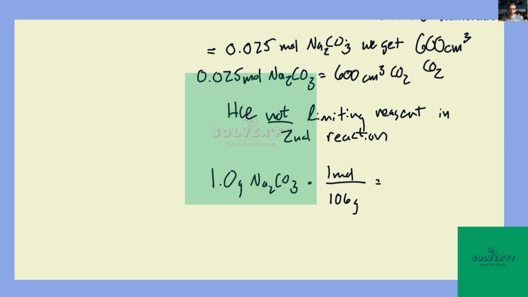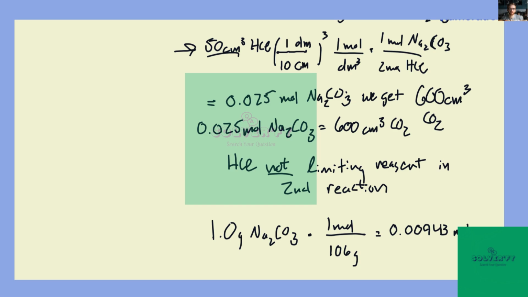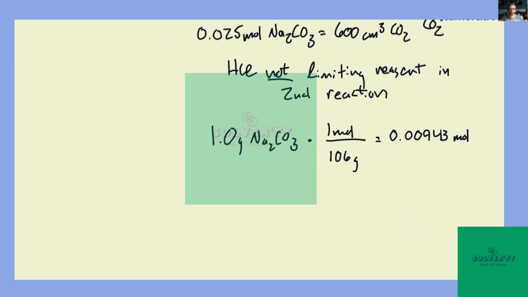Grams cancel, we get moles. And we're going to get a third of whatever we got the first time around, but that'll come out to be 0.00943 moles. Sorry. Okay. Right. So if we have, as we said, enough HCl to react with 0.025 moles of sodium carbonate, then we know we have more than enough HCl to react with 0.00943 moles, right? So sodium carbonate is now our limiting reagent.